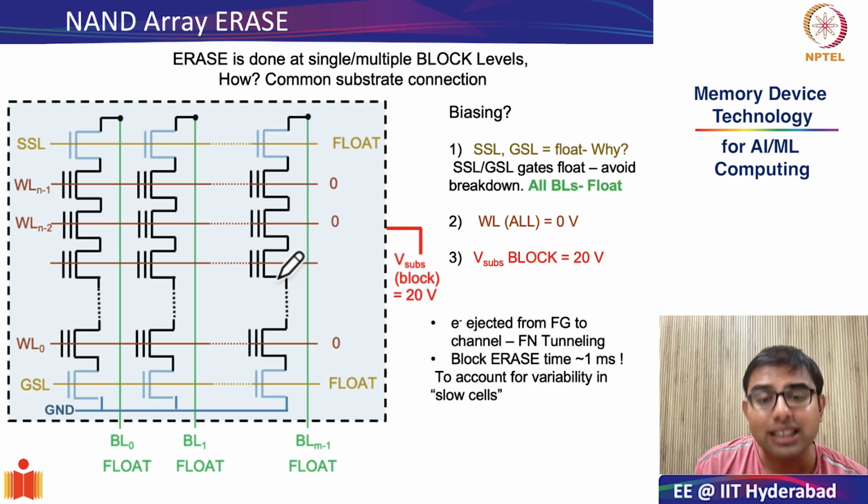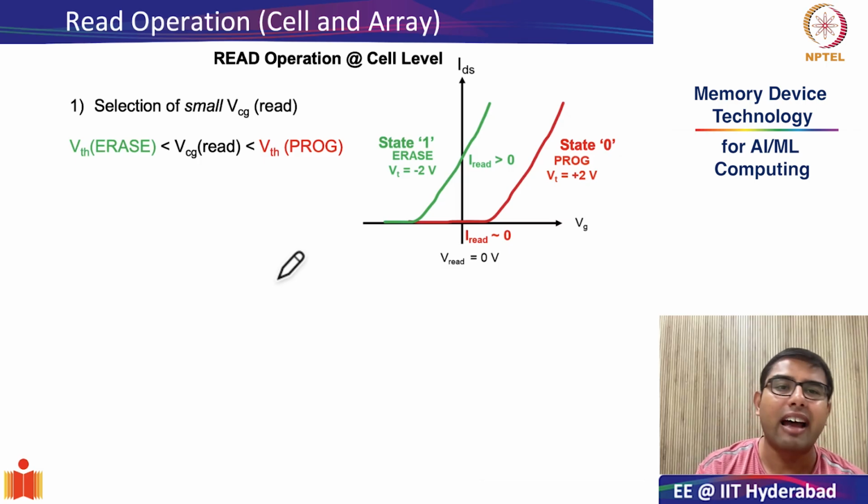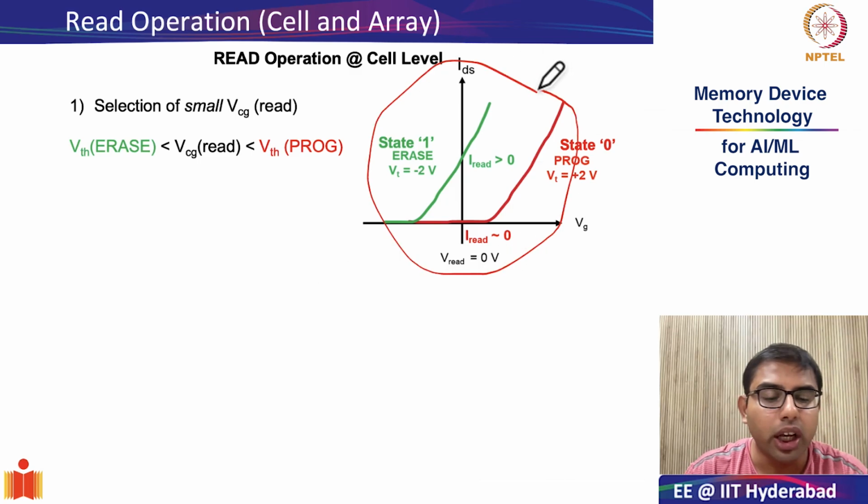Okay, so with this we move on to the read operation. The read operation is something that we have been discussing for quite some time. The read operation at the cell level should be fairly intuitive to you, but let's go over it. The best way to understand the read operation is to look at the transfer characteristics of the flash cell, both in erase and program state, and that is what I have done in the ID versus VG curve.